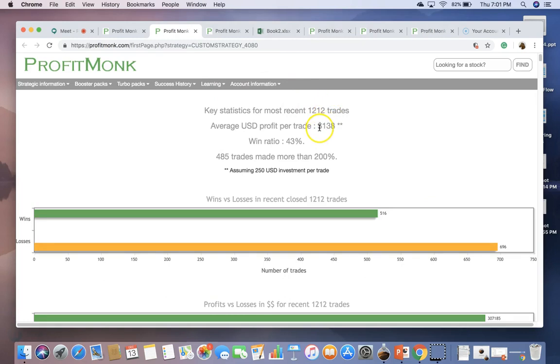Great, thank you. So what we are saying effectively is that for every trade, if we are limited to $250, you are expecting to make, over these 1,200 trades, 138 on average on every trade. That means there will be trades where you make much higher than this, which is actually here 485, much more than that, and then there'll be trades where you will of course lose all your money.